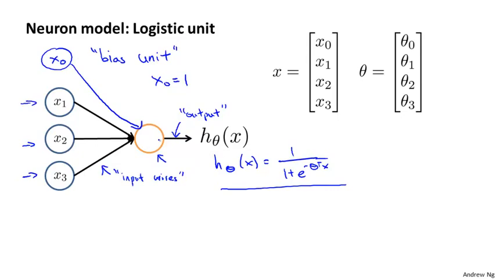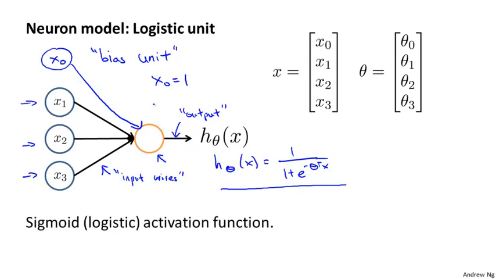Finally, one last bit of terminology. When we talk about neural networks, sometimes we'll say that this is a neuron, or an artificial neuron, with a sigmoid or a logistic activation function. So this activation function in the neural network terminology is just another term for that function, for that nonlinearity g of z equals 1 over 1 plus e to the negative z.